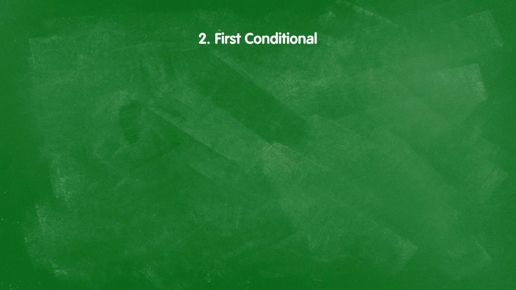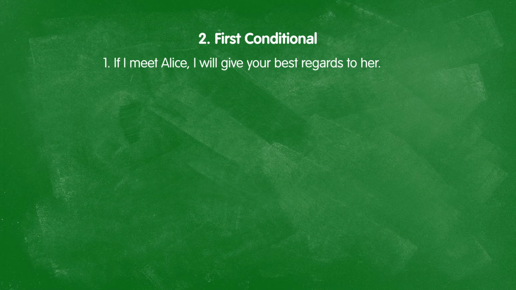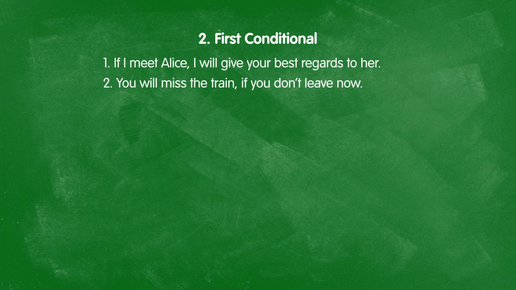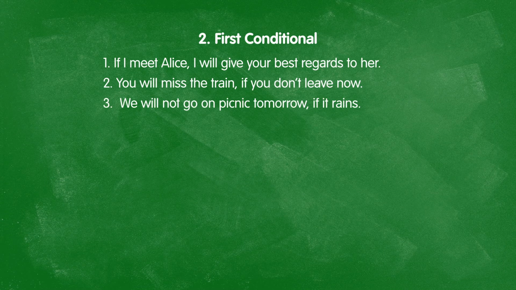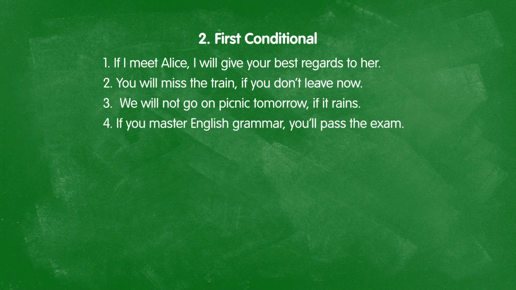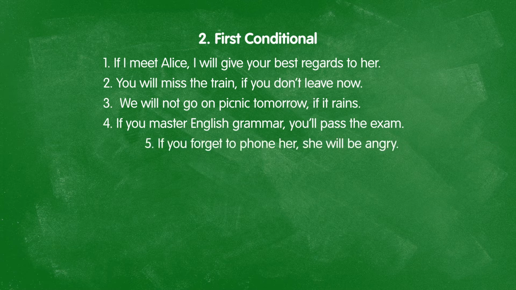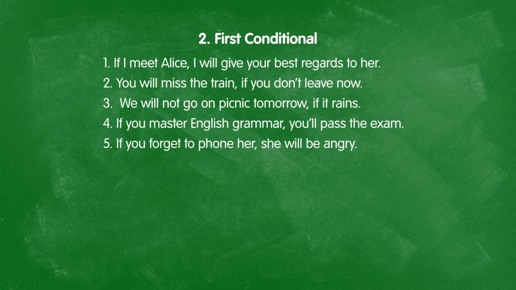And let's look at some examples of the first conditional. If I meet Alice, I will give your best regards to her. You will miss the train if you don't leave now. We won't go on the picnic tomorrow if it rains. If you master English grammar, you'll pass the exam. If you forget to phone her, she'll be angry. And finally, if you're late, please let me know.